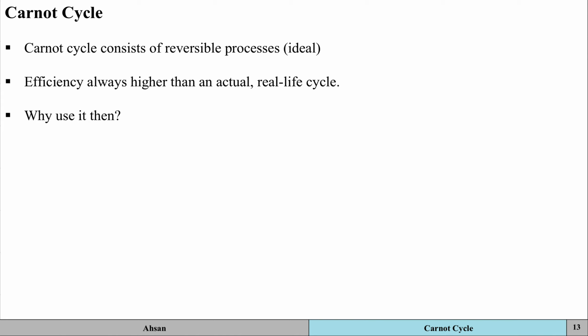So why do we use it then? The purpose of it is that it gives us a higher ceiling of any system, that this is the maximum efficiency the system can achieve and nothing beyond that. Okay, so that's the first. And the second thing is that it gives us the motivation to make our systems better as much as we can in order for us to maximize the efficiency as much as possible.